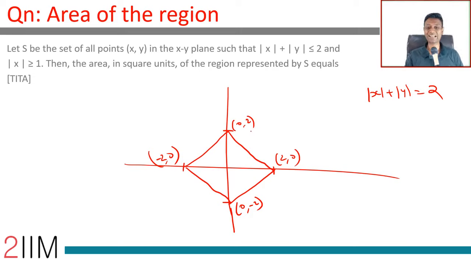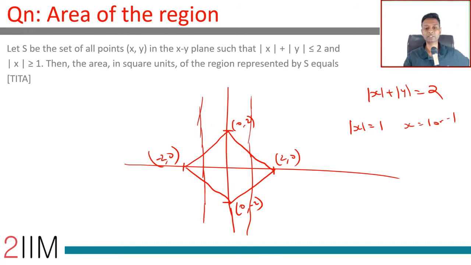And mod x is greater than or equal to 1. Mod x equal to 1 will happen when x is 1 or minus 1. That is, x equal to 1 would be a line like this, and x equal to minus 1 would be a line like this. Mod x greater than or equal to 1 would be either this region or this region. Mod x plus mod y less than or equal to 2 is the square, which is tilted and looks like a diamond. Then the area in square units represented by S.